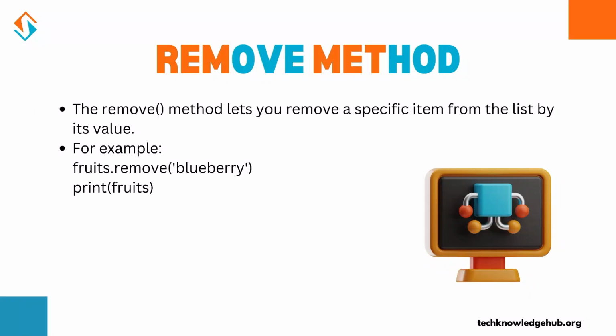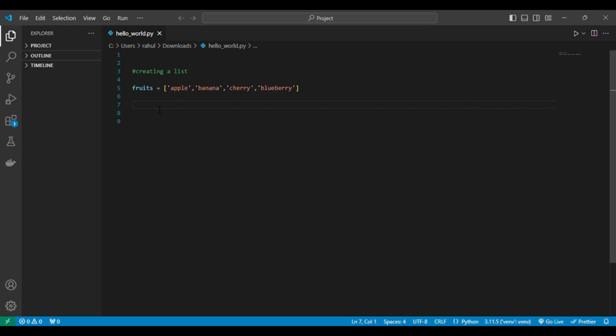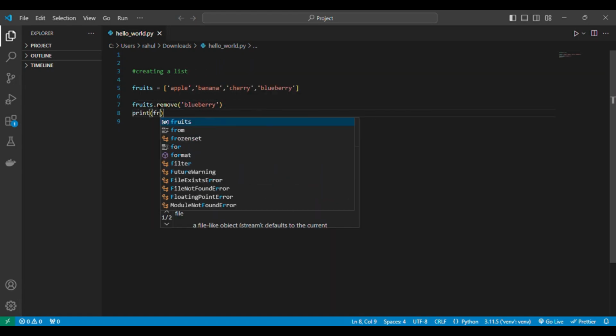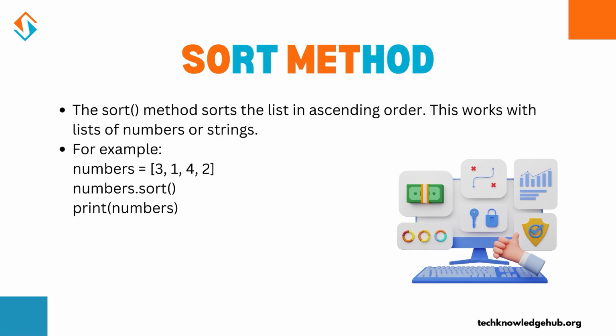Remove method. The remove method lets you remove a specific item from the list by its value. fruits.remove("blueberry"), then print(fruits). Here, blueberry is removed from the list. Sort method. The sort method sorts a list in ascending order. This works with lists of numbers or strings.